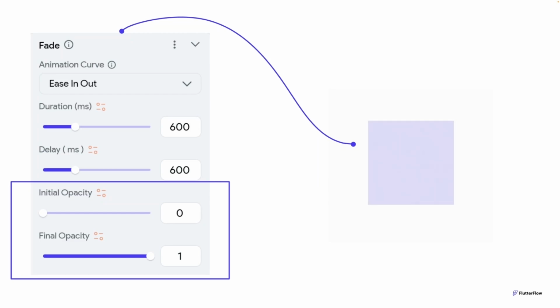Let's start with fade effects. Fade makes the widget gradually appear or disappear. It's widely used to introduce elements on the screen smoothly and to focus user attention by fading in or out content or UI elements. Opacity is a specific property that fades, indicating the widget's starting or ending visibility. 0 is fully transparent and 1 is fully visible.